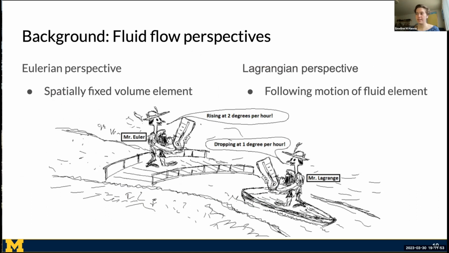The Eulerian perspective is where you stay in a fixed volume element and the fluid moves through that volume element, like standing on a bridge and watching the water go past. The Lagrangian perspective follows the motion of the fluid element, similar to being on a boat and moving with the trajectory of a certain fluid element. For this amplified MRI, it's going to be from the Eulerian perspective. So we're going to stay at a specific voxel position and look at how fluid or tissue could move in that fixed voxel position.